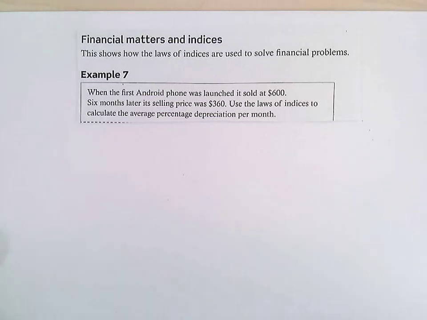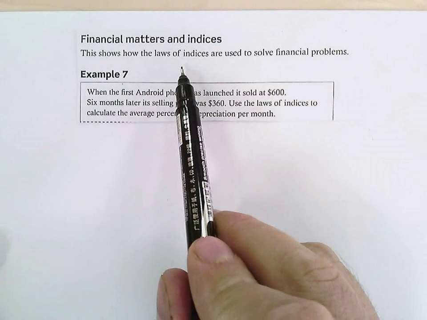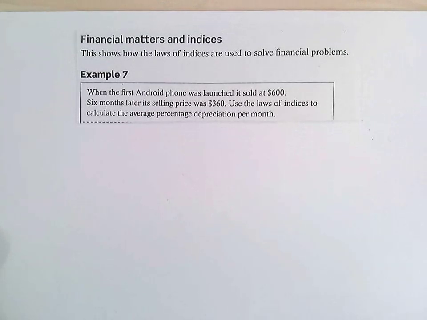Now, they're using indices, which is the same thing as exponents. I'm American, so I use exponents. British, they use indices. So I hope that I didn't clarify that in the last few videos, but indices and exponents are the same thing.